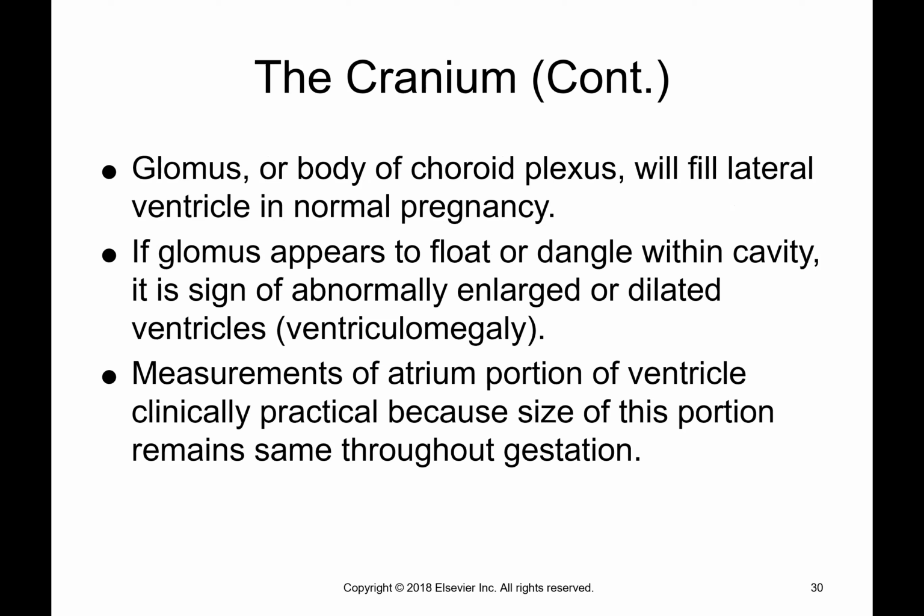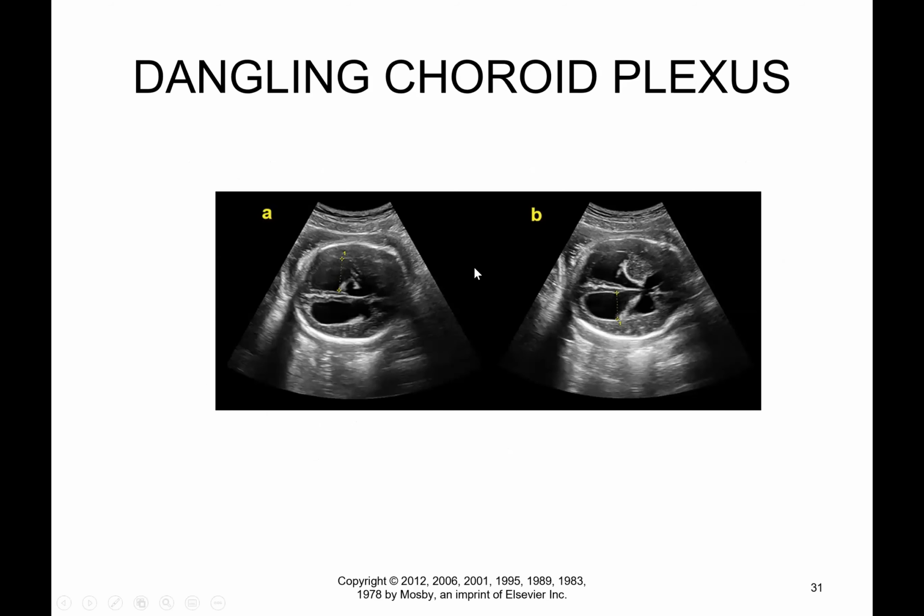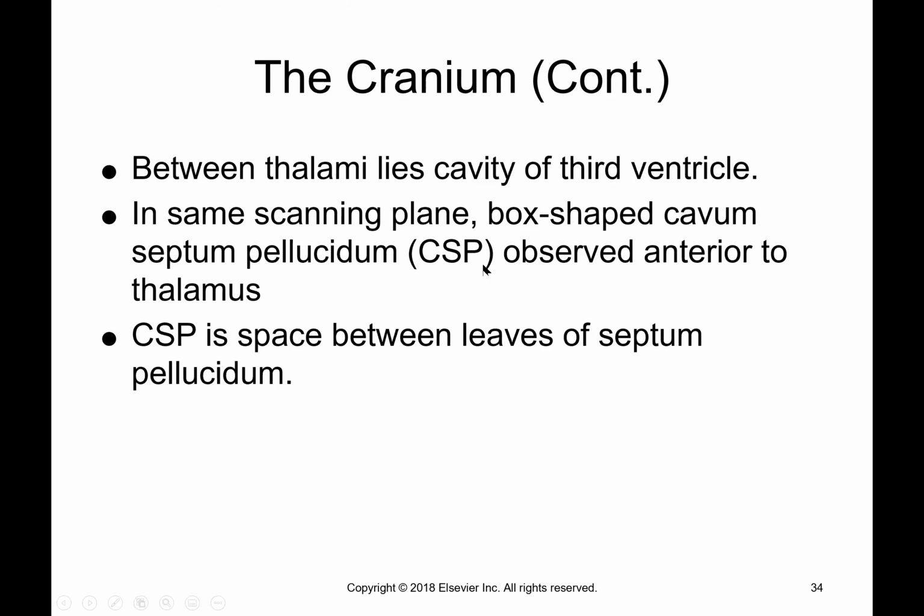The glomus, or the body of the choroid plexus, will fill the lateral ventricle in a normal pregnancy, just like you saw that the echogenic area was in that lateral ventricle. If it is floating or dangling within the cavity, it's a sign of a dilated ventricle. This again, we will go over in our central nervous system chapter, but this is an enlarged lateral ventricle. You can see that the choroid plexus is not filling the whole ventricle, it's kind of dangling. It's a teardrop sign is what we say in ultrasound, and you can see how enlarged this lateral ventricle is.